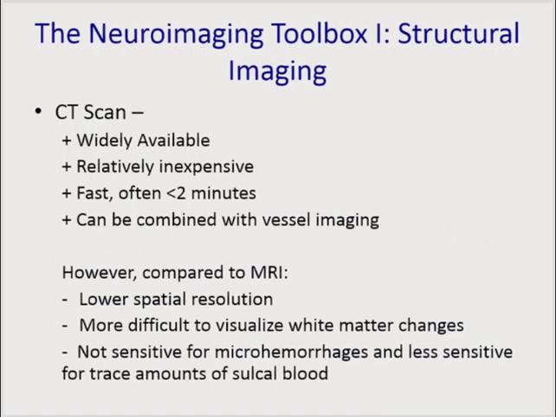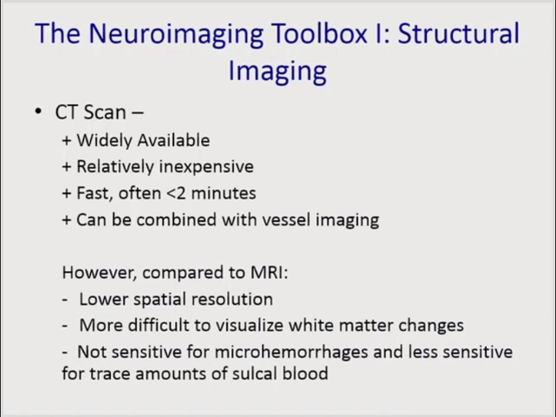So these are just very briefly to introduce some of the types of imaging. CT scans have been around for quite some time now. They're widely available. They're relatively inexpensive. They're fast, which can often be helpful if your patient has behavioral disturbance. They can be combined with vessel imaging, as we all know, with CT angiography and venography.